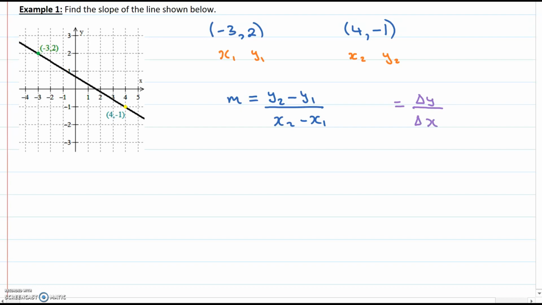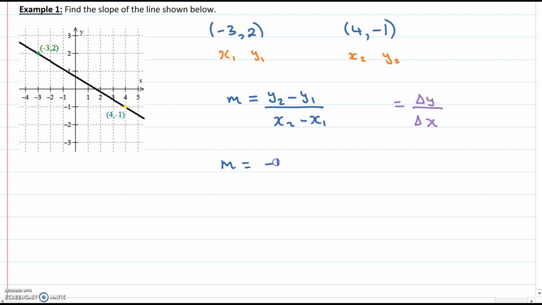Okay, the rate of change in a real life situation, the rate of change of one quantity with respect to another, can be modeled graphically by the slope. Basically 2 different ways of looking at the same thing. Anyway, back to this question. Let's start filling in the y's and the x's.